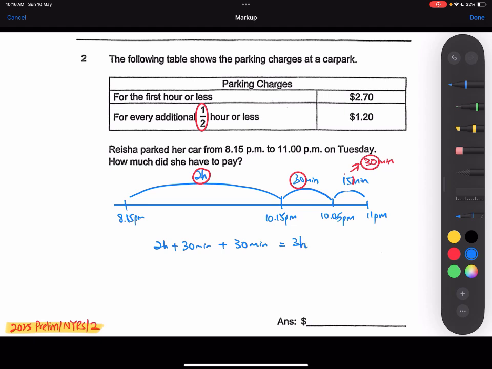All right, so the first hour is $2.70. This is for the first hour. And then for the remaining 2 hours, we have blocks of half an hour. So it will be 4. There are 4 half an hour in 2 hours. So 4 times $1.20.